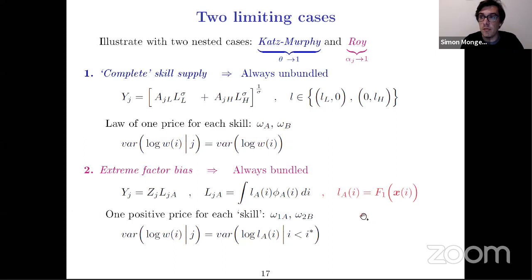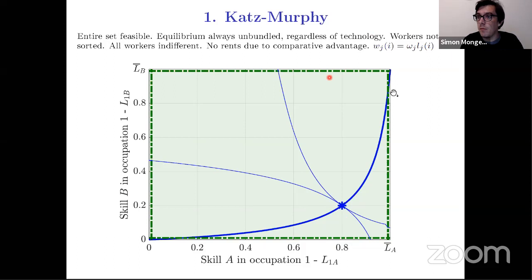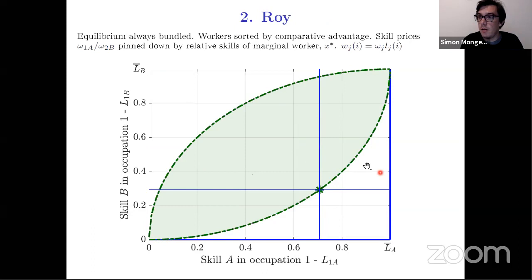Okay. This is what these look like in pictures. This is Katz and Murphy. Skill supply is complete in that people are either a specialist at low skill or they're a specialist at high skill. Equilibrium is unbundled and there's no determinant sorting, right? And this is the ROI model. Each occupation only takes in one input. Isoquants are vertical. And the bundling constraint always binds.